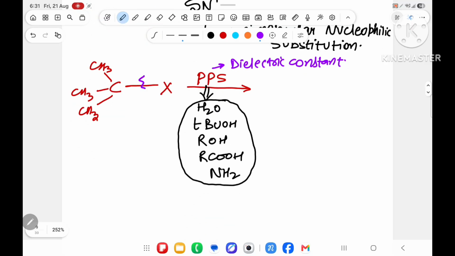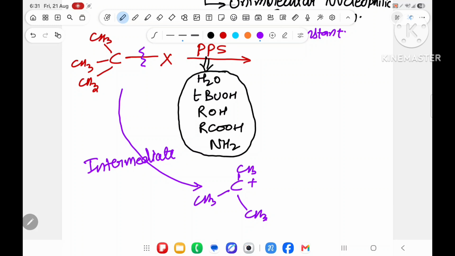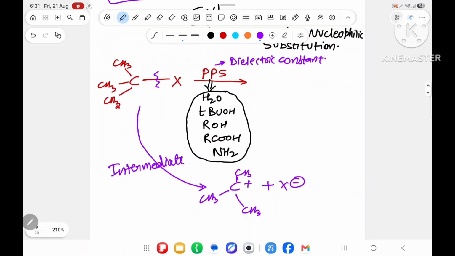First, this bond will break, and after breaking the bond, you will get C plus, with CH3, CH3, CH3 over here. In SN2, you are not getting an intermediate, you are getting a transition state, but plus X minus. Over here, you are getting an intermediate also.